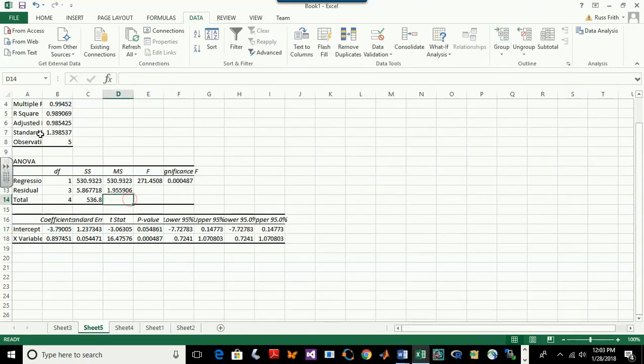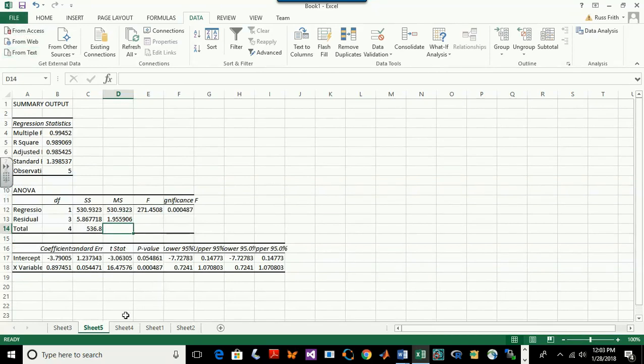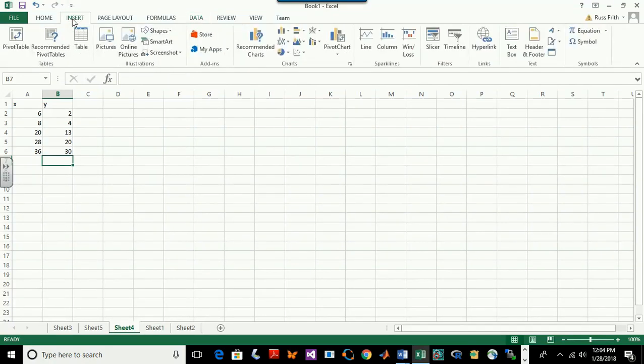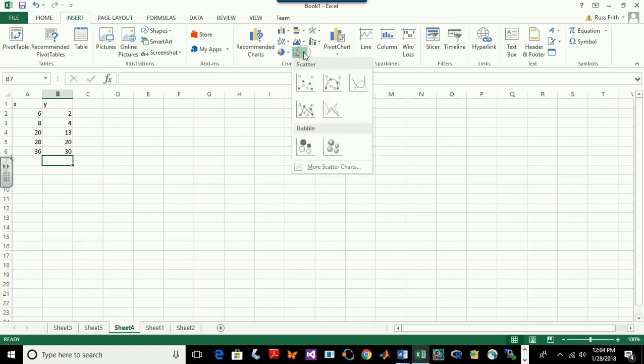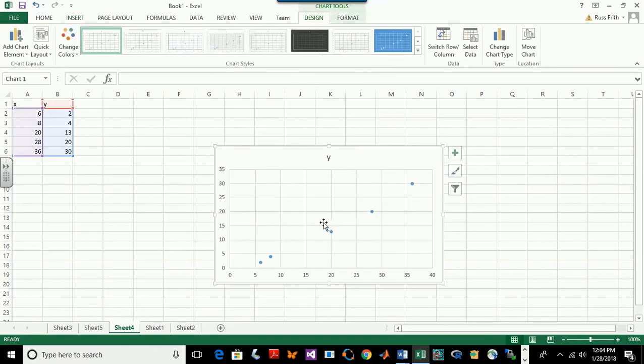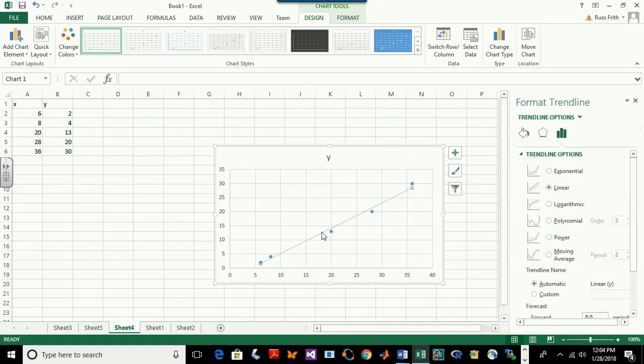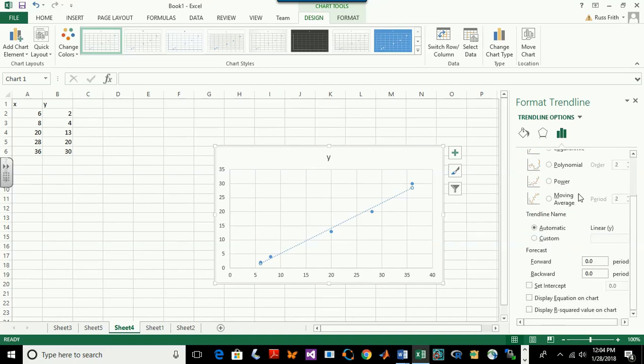Alternatively, we can use a scatter plot. So this is our data. If you go to Insert and then select the scatter plot chart, here's the scatter plot of the data. Then you can right-click on a point and add a trend line. The trend line is here, and if you go to trend line options, you can display the equation on the chart, and there's the equation on the chart. So that's another alternative approach.